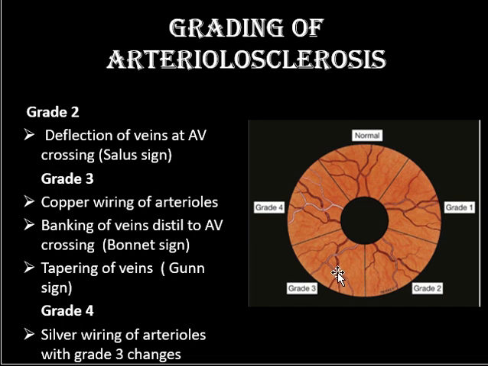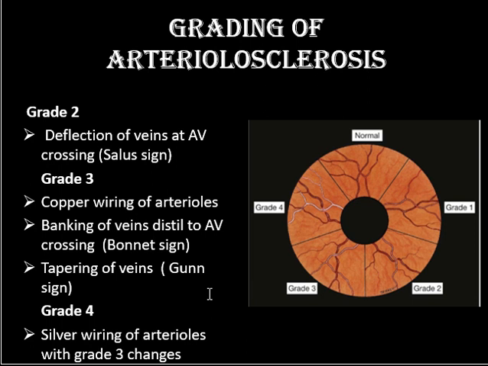See, this is banking. There is over dilatation of the veins, the collection of the blood. This area is more dilated. So banking of the vein distal to the AV crossing, this one, and this is known as bonnet sign.